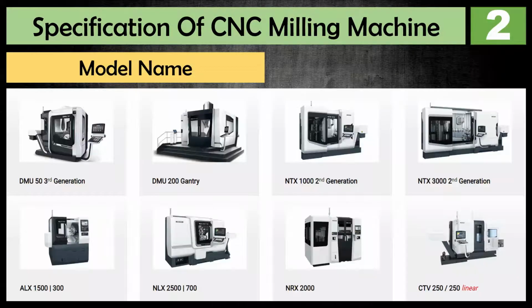The second one we can get is the model name. Generally a company doesn't manufacture one single milling machine. They will manufacture varieties of CNC milling machines, and as per their model number, the machines will also vary. As you can see on this slide, there are varieties of CNC milling machines of different model numbers, but these are all from a single company, that is DMG Mori. So here also the model number plays a very vital role in the specification of a CNC milling machine. So that was the second specification.